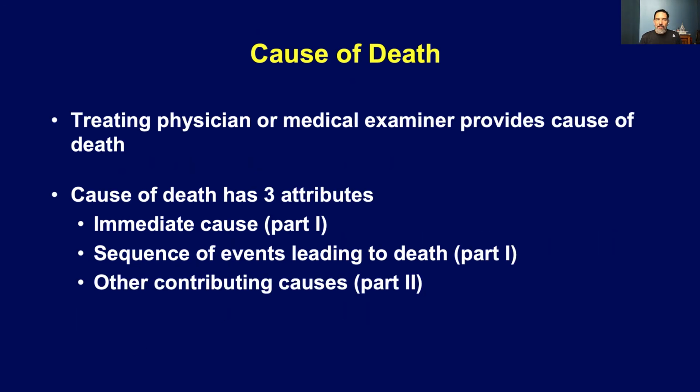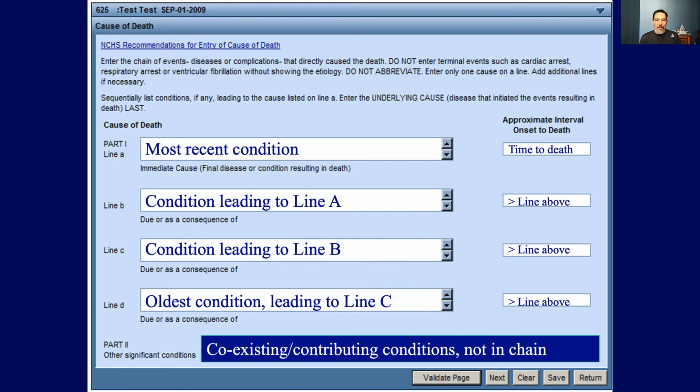So the treating physician or the medical examiner provides information on the cause of death. The cause of death has 3 attributes to it. The immediate cause, part 1, the sequence of events that lead to that death, which is also part 1, and then other contributing causes in part 2. So to give you a sense of what this looks like, on the electronic screen, the provider would fill out these things here.